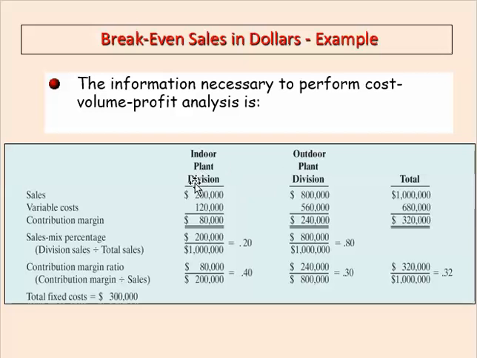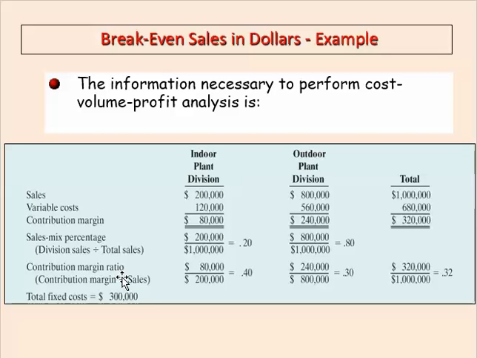Alright, so we've got our indoor and outdoor plant division. We've got sales, variable cost, contribution margin. So we've gone ahead and calculated the sales mix percentage. So we take the total division sales, which was $1 million, and we'll take each division's sales and divide it by that total sales of $1 million. So indoor plants is 20%, and outdoor plants is 80% of this particular company's sales.